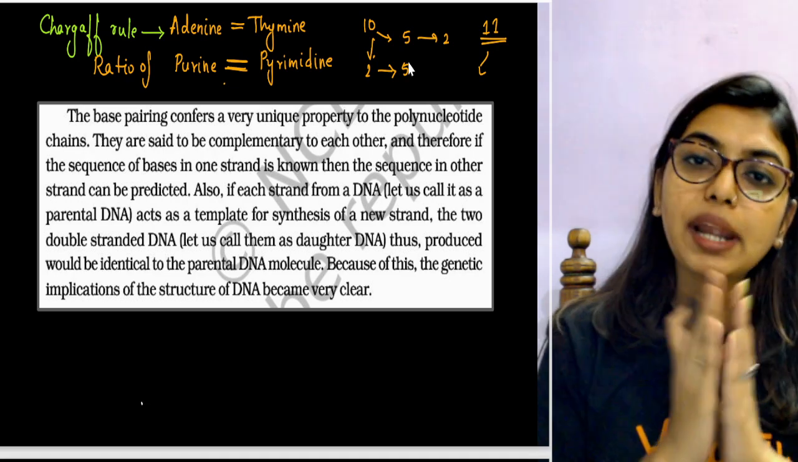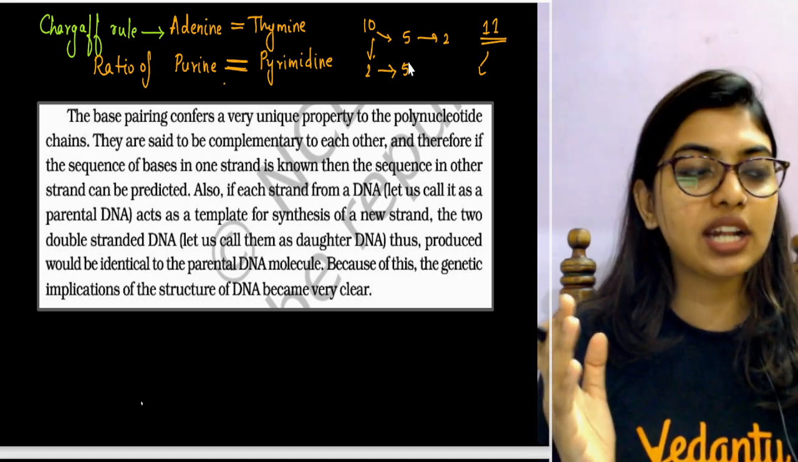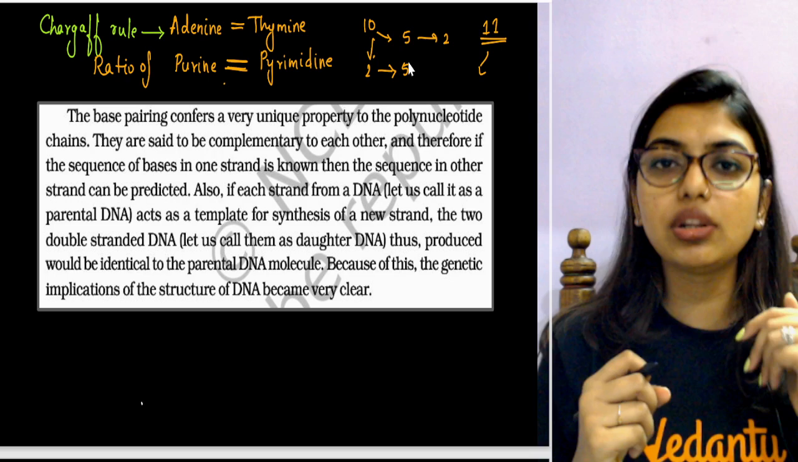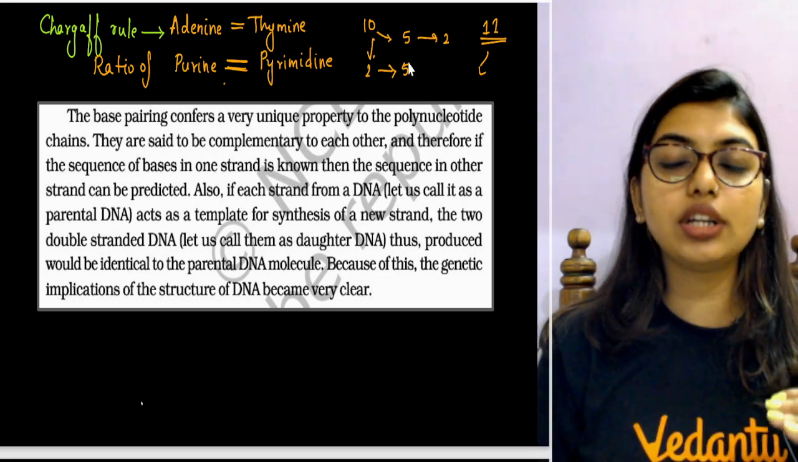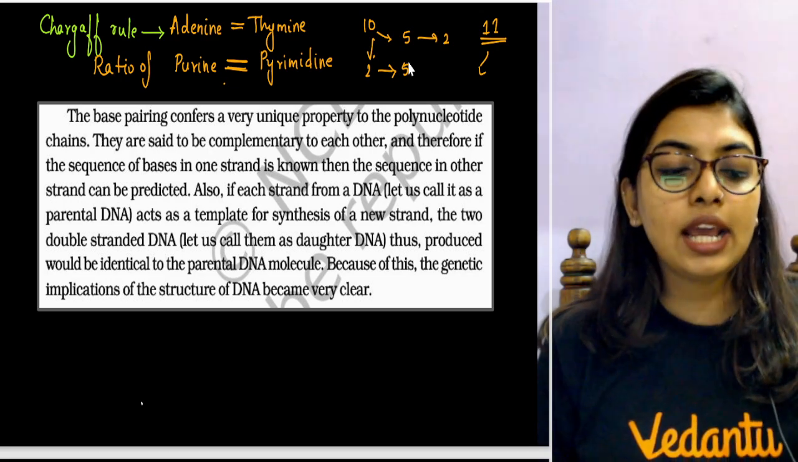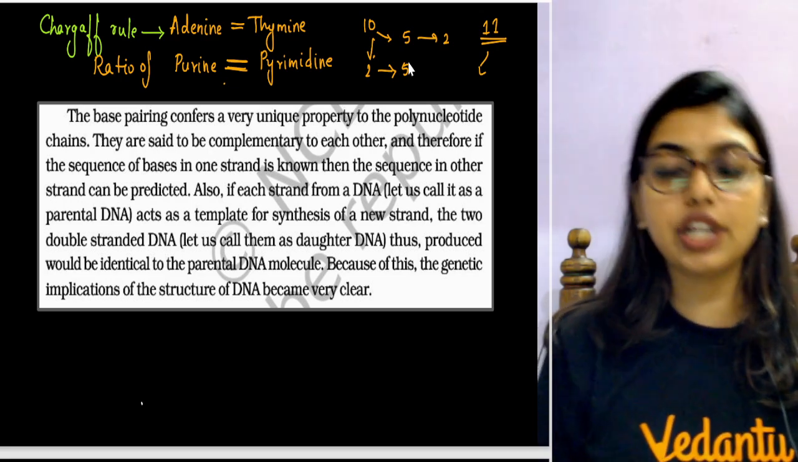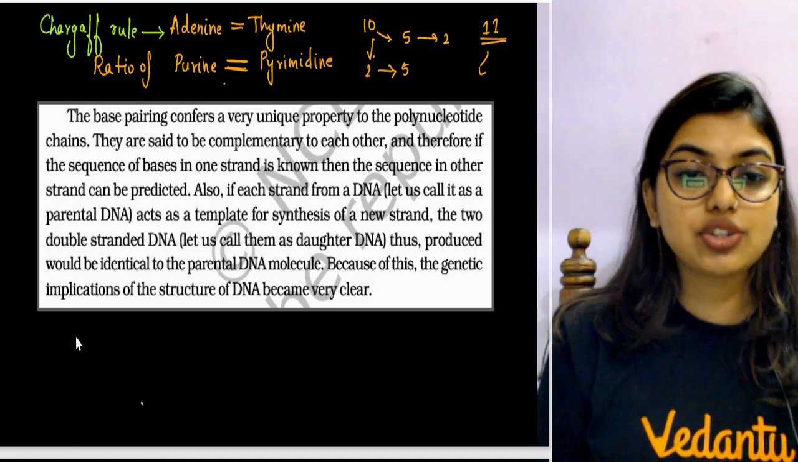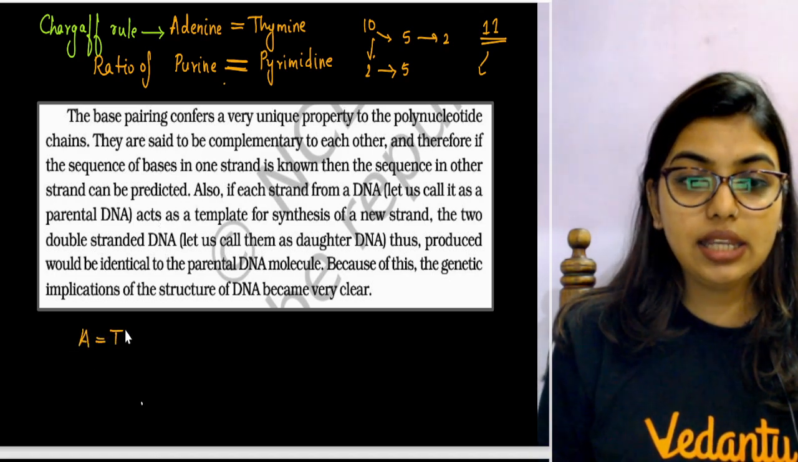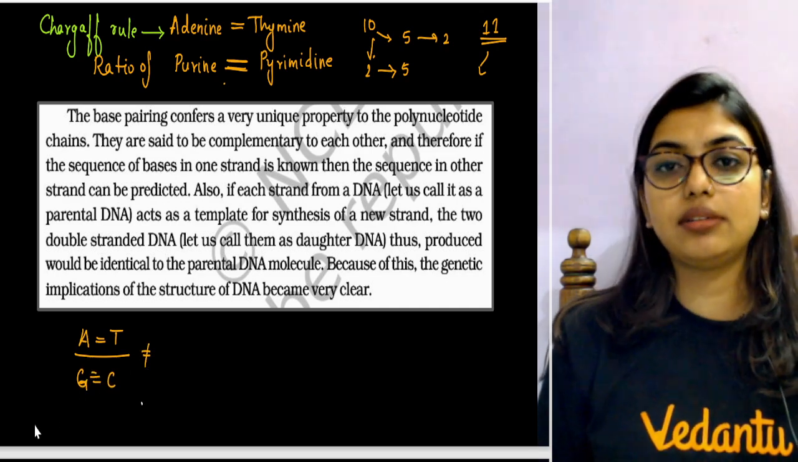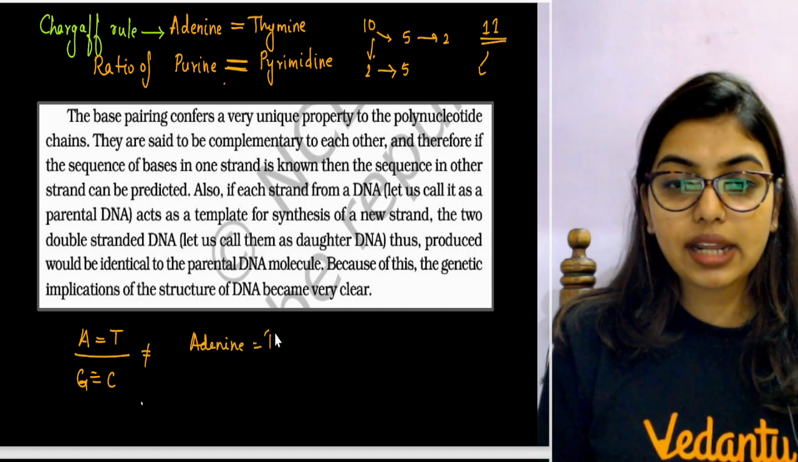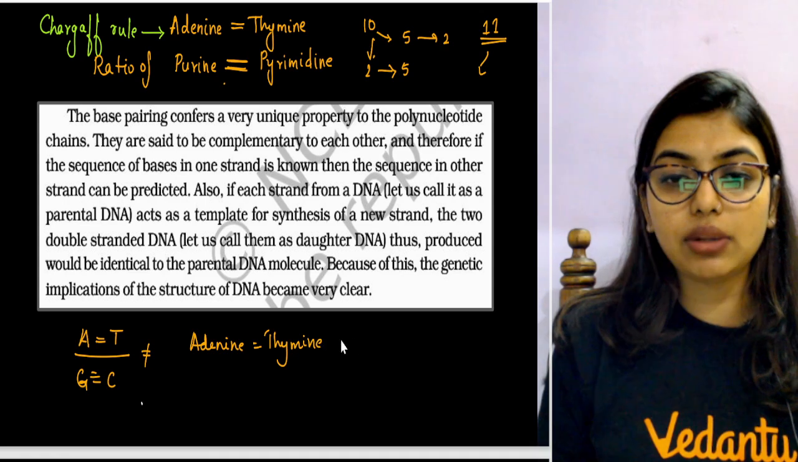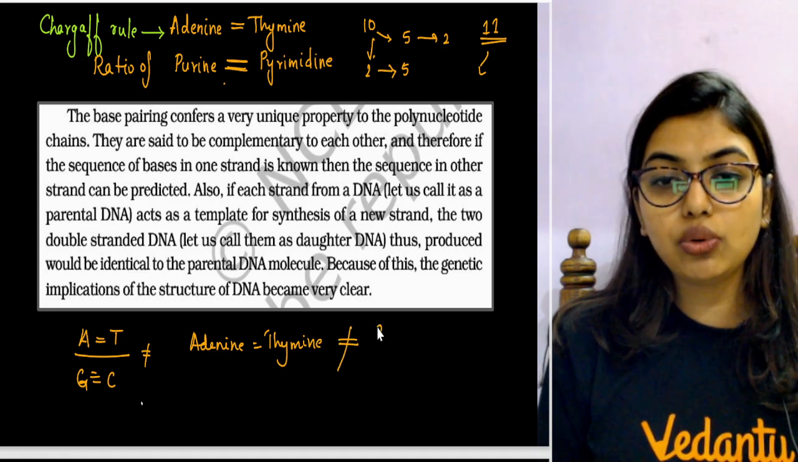Otherwise, whom will they bind to? Right, adenine has to bind with thymine. So if adenine 10 is there, thymine 10 should also be there. Otherwise, adenine will be alone. Same way, if cytosine 10 is there, guanine also 10 should be there. So here, Chargaff called his rule the Chargaff rule. He is telling that the ratio of purines will always be equal to the ratio of pyrimidines. But there's also a thing that AT and GC need not be equal. That means the amount of adenine and thymine need not be equal to the amount of guanine and cytosine.